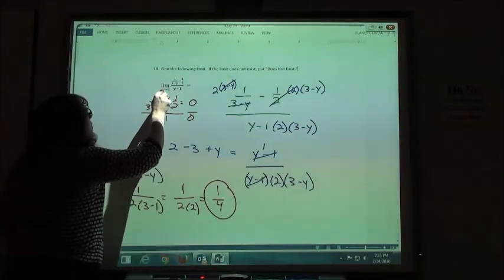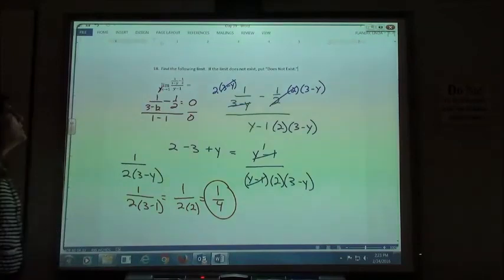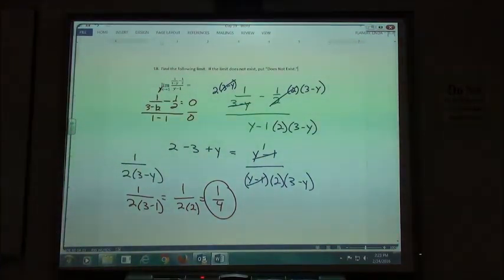I noticed there's a typo here. This really should say as y approaches 1, not x approaches 1. I'll fix that on your sheets.